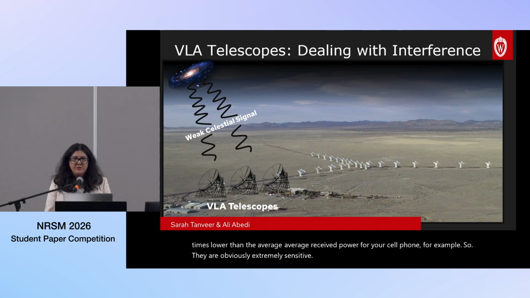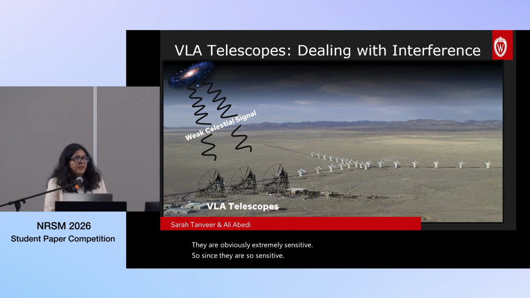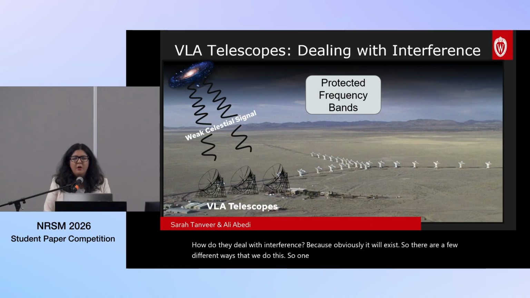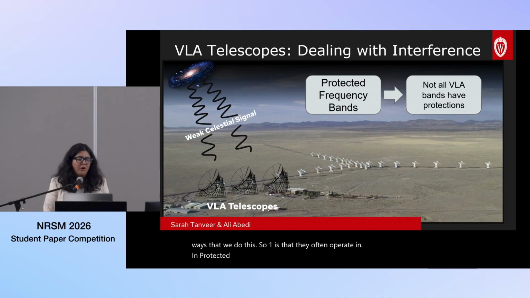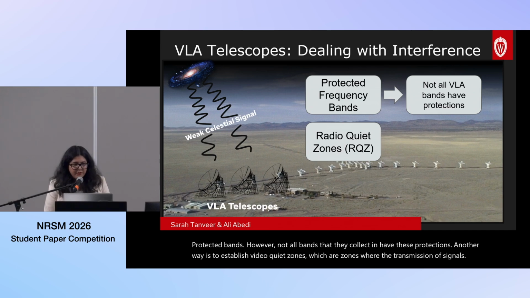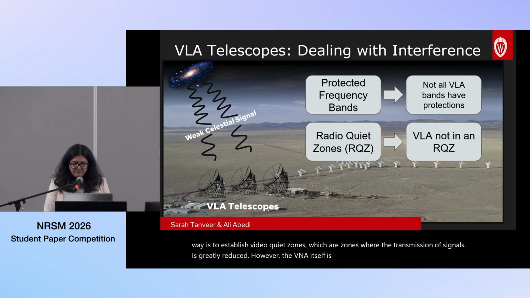So since they are so sensitive, how do they deal with interference? Because obviously it will exist. There are a few different ways that we do this. One is that they often operate in protected bands. However, not all bands that they collect in have these protections. Another way is to establish radio quiet zones, which are zones where the transmission of signals is greatly reduced. However, the VLA itself is not in such a zone.